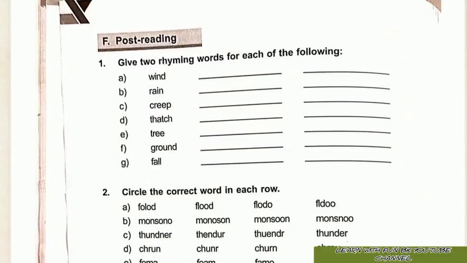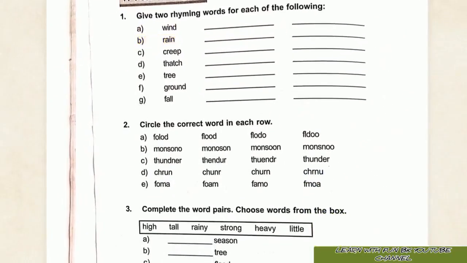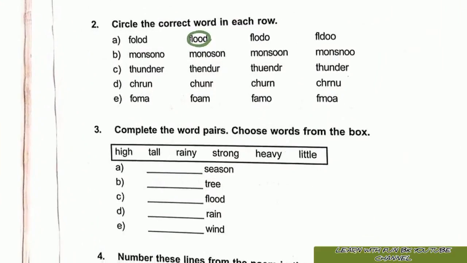Let's flip to the final page, page 24, to complete the post-reading exercises. In section 1, we need rhyming words. For wind, you could write find or kind. For rain, you might use train or pain. For section 2, scan each row carefully to circle the correct spelling. You'll identify flood, monsoon, thunder, churn, and foam.